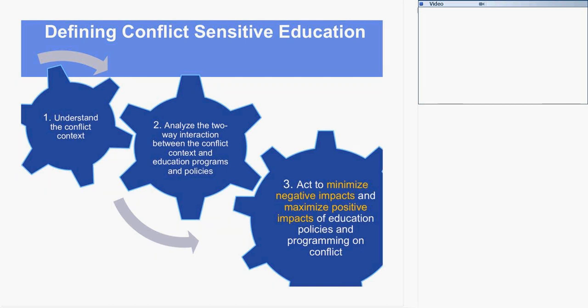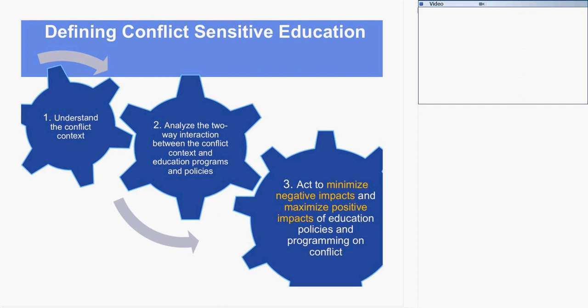So far, we've been talking a lot about conflict-sensitive education in the past few slides, but what do we mean? I've referenced the three-step definition of conflict-sensitive education that was adapted from the work of conflictsensitivity.org. The first step is to understand the conflict context: check and assess information on the conflict environment, which may include who's in conflict and why, as well as the economic and political environment surrounding the conflict.